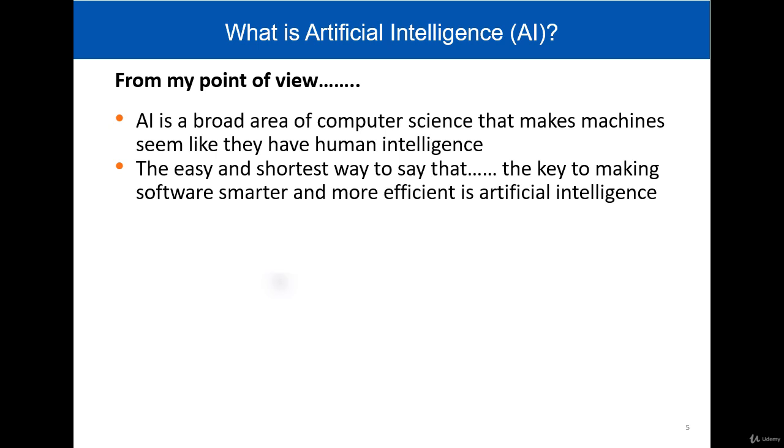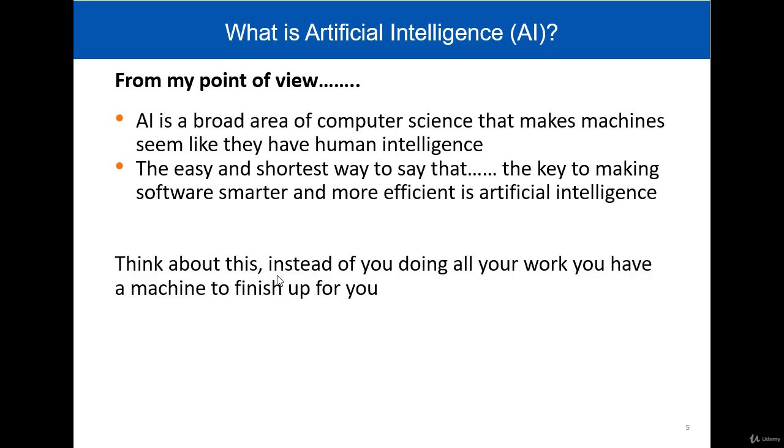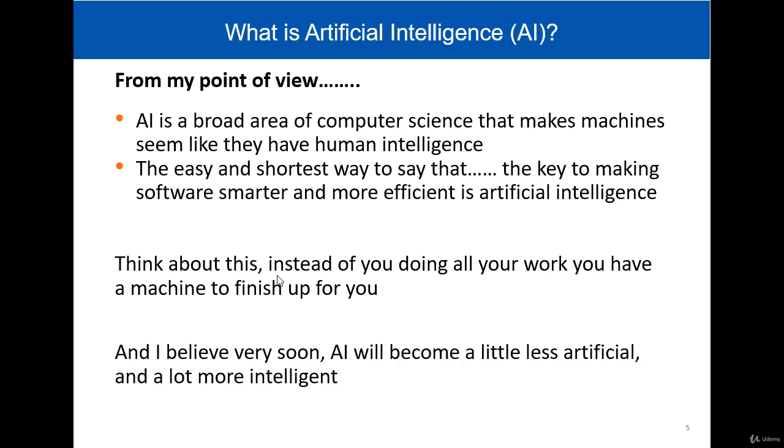From my point of view, AI is a broad area of computer science that makes machines seem like they have human intelligence. The easy and shortest way to say it is that the key to making software smarter and more efficient is artificial intelligence. Think about this: instead of you doing all your work, you have a machine to finish it for you. And I believe very soon AI will become a little less artificial and a lot more intelligent.